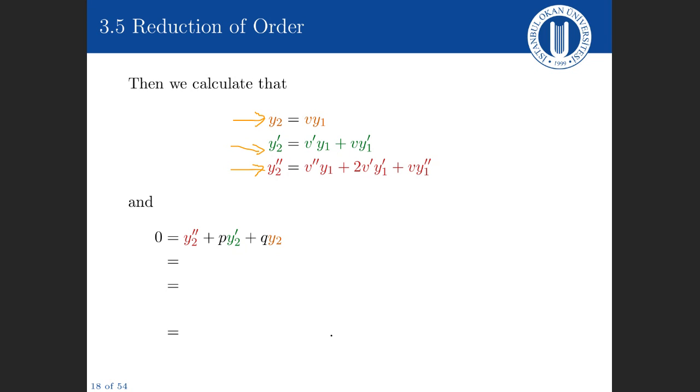And I'm going to take these 3 formulae and put them into the differential equation which we want to be true. We want y2 to satisfy the equation y2 double prime plus p y2 prime plus q y2 is equal to 0. So we're going to substitute these 3 formulae in. There we go. And then we're going to rearrange.